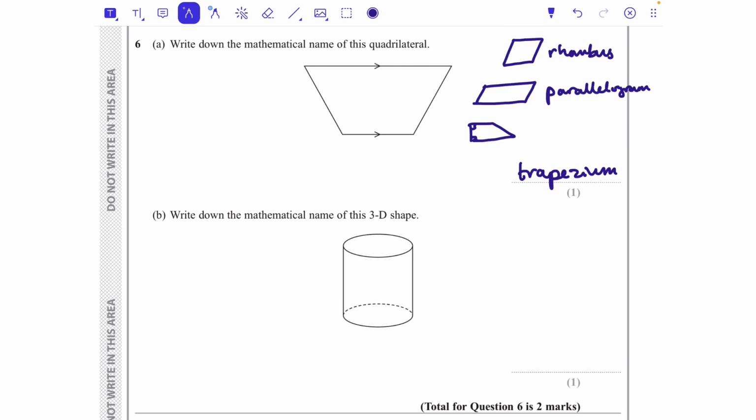Part B says write down the mathematical name of this 3D shape. This is a cylinder.